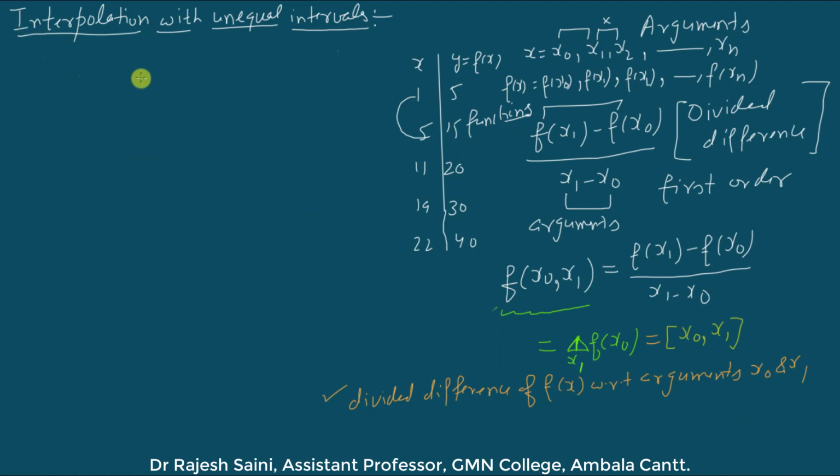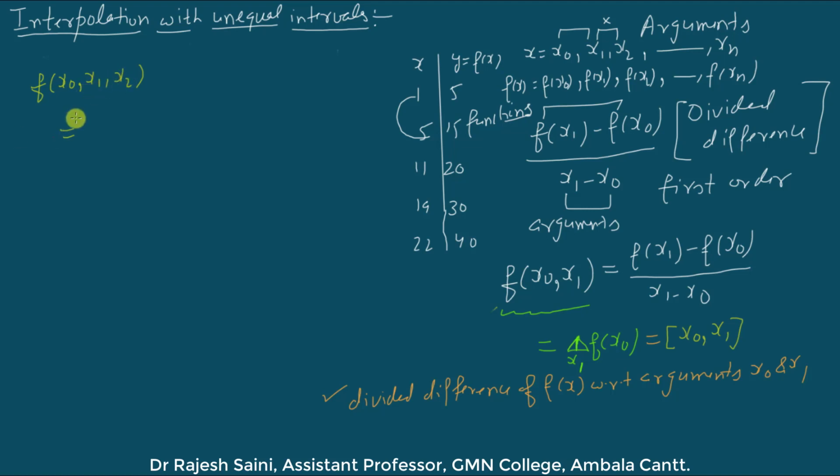Here let us take the second order. It will be denoted by f of x0, x1, x2, and read as the divided difference of f of x with respect to x0, x1 and x2.